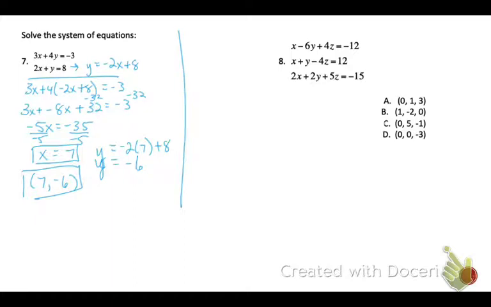And now I write that as an ordered pair. So these 2 lines intersect at the point 7, -6. You can always check your answer by plugging each of those x and y values into each of the equations and making sure you get a true statement.